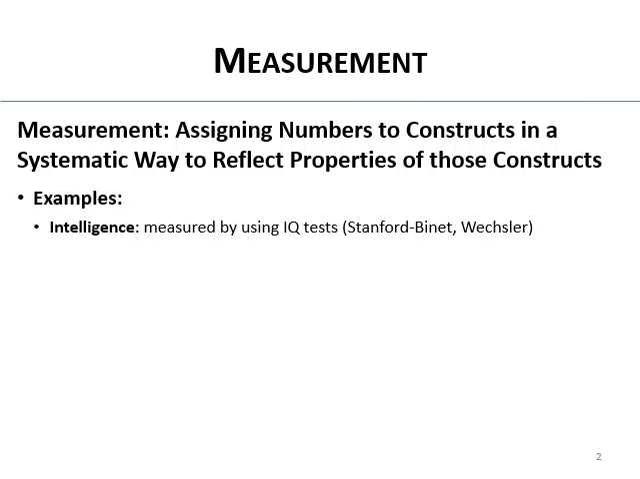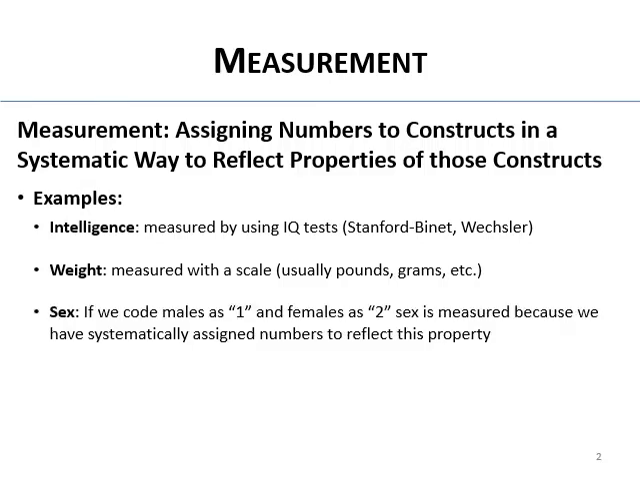So for example, intelligence, how do we measure that? Well, we got IQ tests, Wechsler and the Stanford Binet, for example. Weight, how do we measure that? How do we assign numbers to that? Well, usually with a scale. There's different systems for that. There's pounds, grams, etc.